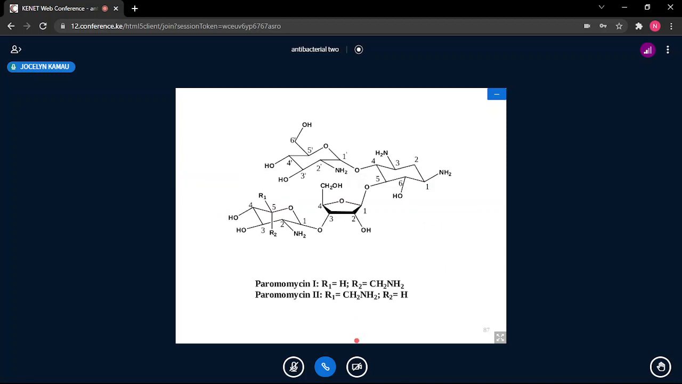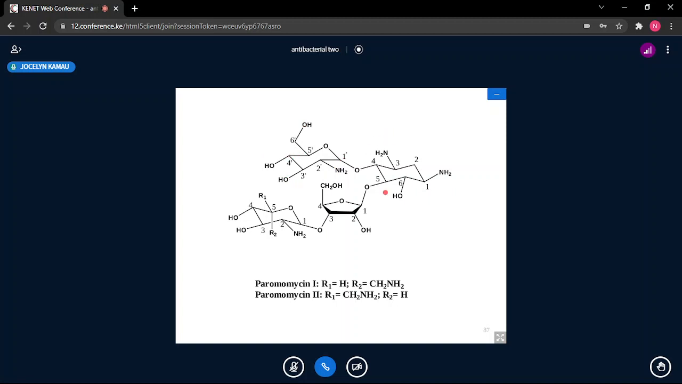Then you have paromomycin. Now, if you look at paromomycin, this one adds some more differences. This one has a ribose sugar. The others you saw had 2 amino sugars. This one has 3 amino sugars, one of them being a ribose sugar. So look at that. That's an amino sugar there. You can see that's an amino group, qualifying it to be an amino sugar.